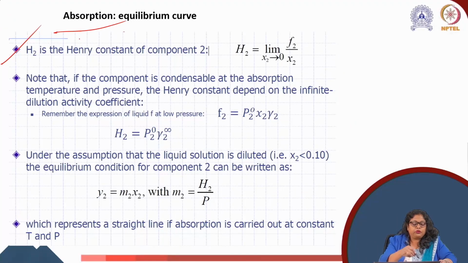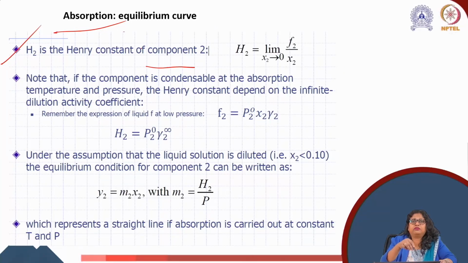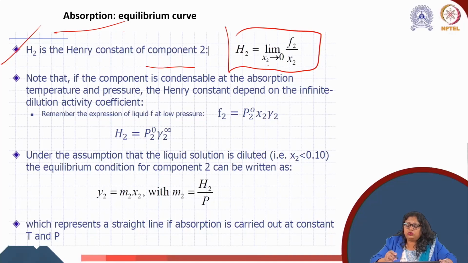So now moving on, H2 for component 2 we are writing. This was written, we started with this one. Now we are generalizing this for component 2. So H2 is the Henry's constant for component 2. How would it be? H2 is equal to the limit as x2 tends to 0 of F2 by x2. So this is for the very dilute concentration when x2 tends to 0. Note that if the component is condensable at the absorption temperature and pressure, this Henry's constant depends on the infinite dilute activity coefficient. And how are we going to write that?